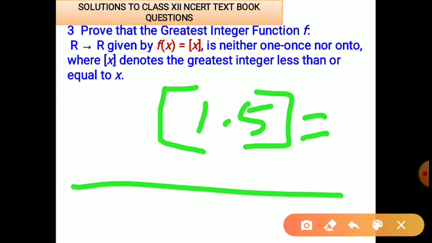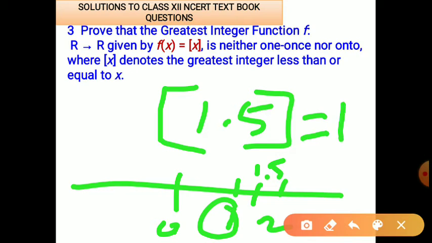That means take a number line, and you will easily understand. Here 1 will be there, here 2 will be there, and 1.5 will be here. Now if you are taking 1.5, what are the integers less than 1.5? 1, 0, minus 1. Among all these, the greatest one is what? 1.